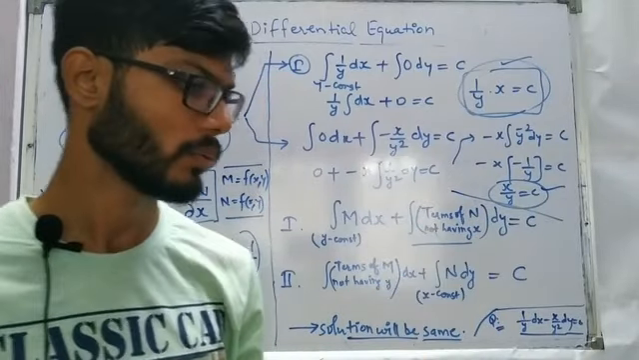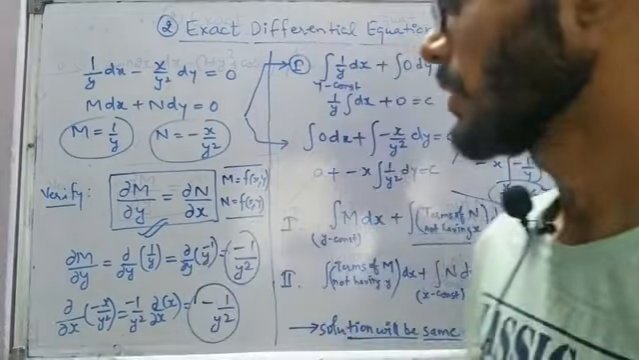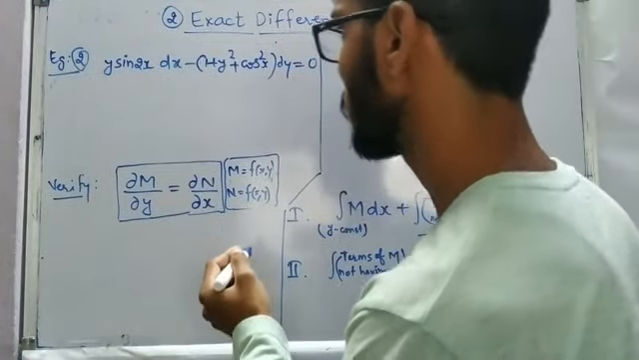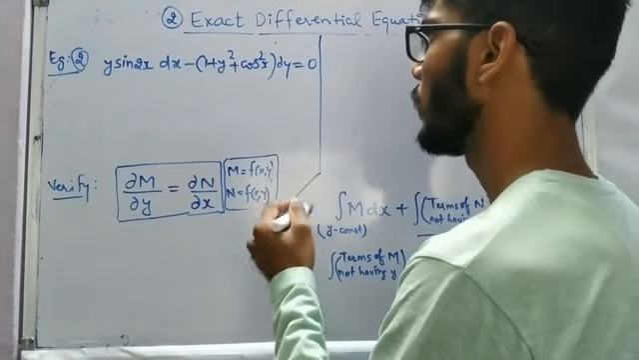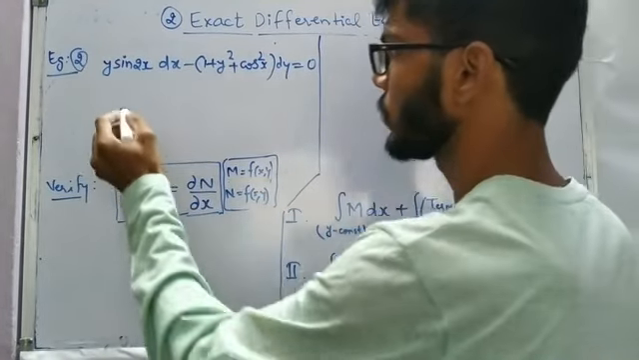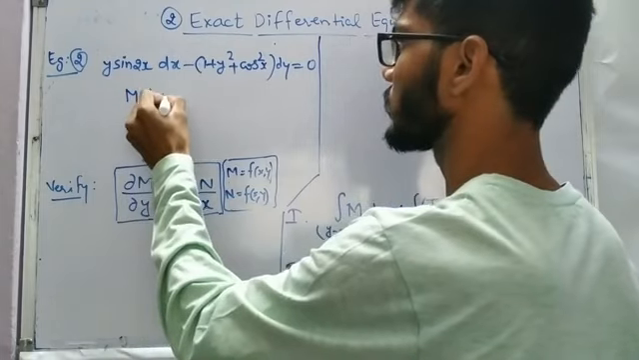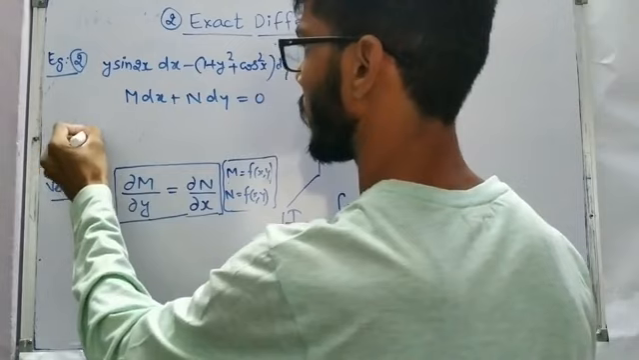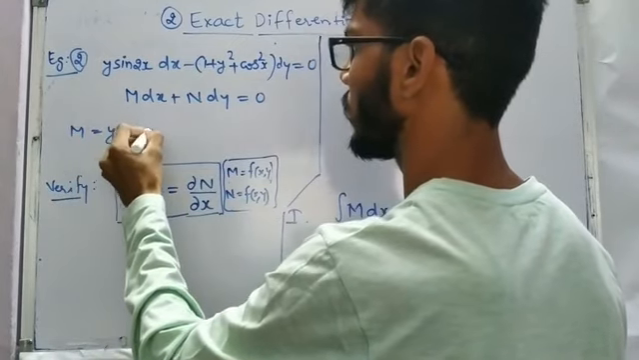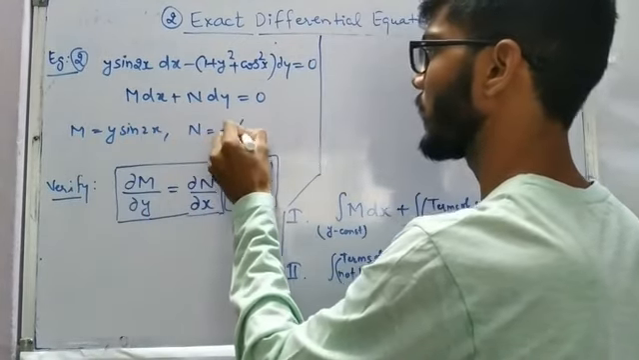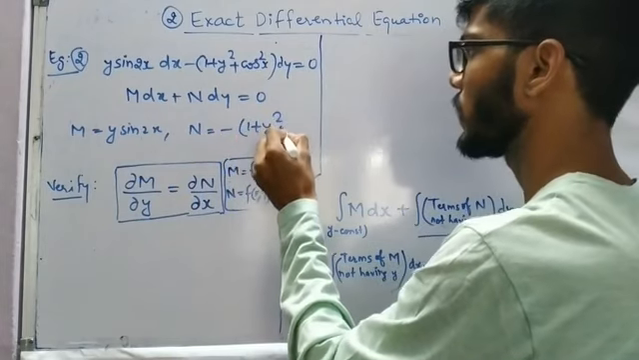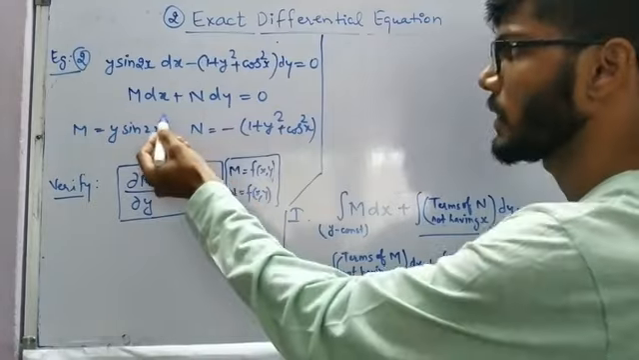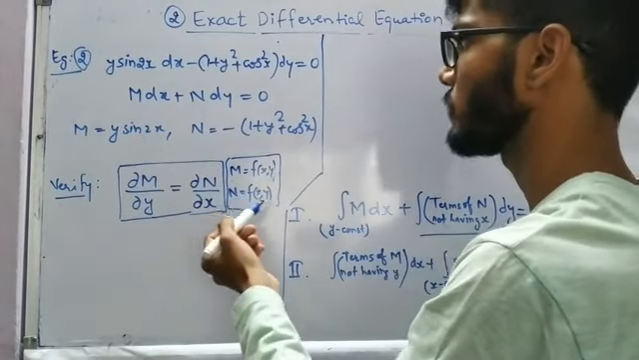And now we'll take one more problem and try to understand. The second example I have taken is y sin 2x dx minus (1 plus y square cos square x) multiplied by dy is equal to 0. If we compare it with our standard equation, m dx plus n dy is equal to 0, we get m is equal to y sin 2x, whereas n we can write as 1 plus y square cos square x, and the whole thing has a minus out front because we have to compare it in the form of m dx plus n dy.